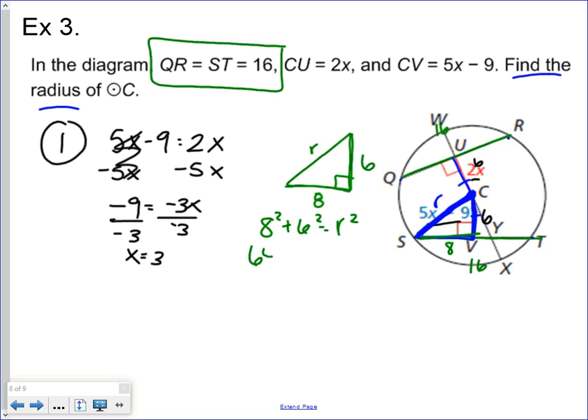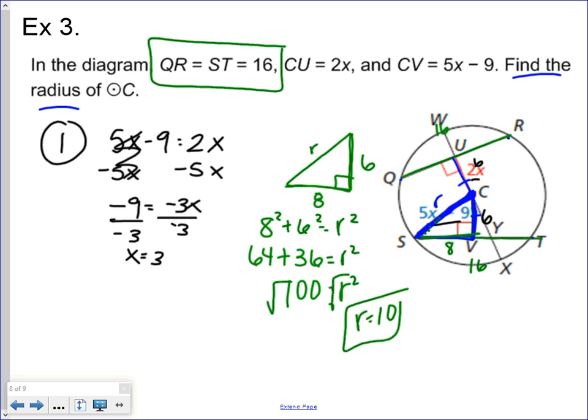8 squared is 64. 6 squared is 36. 64 plus 36 is 100. R squared. If 100 is r squared, what is r? Sam? 10. 10. Because you square rooted it. And that's your final answer because you want the radius, which is what you just found right here. That radius is 10.